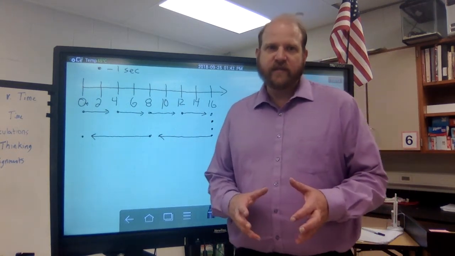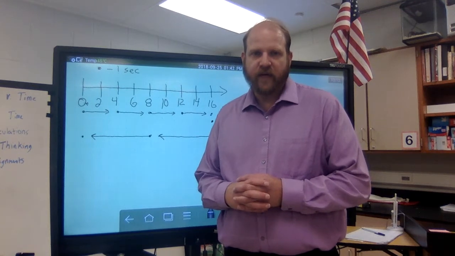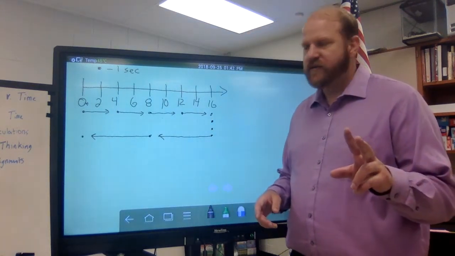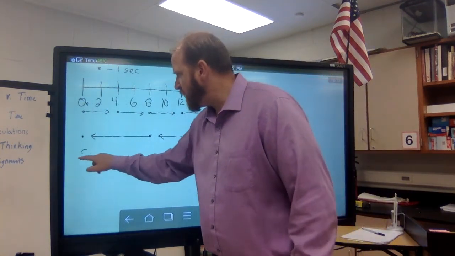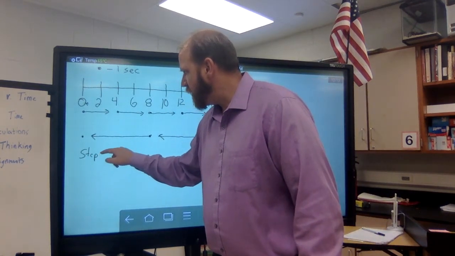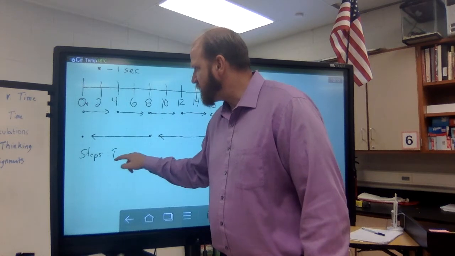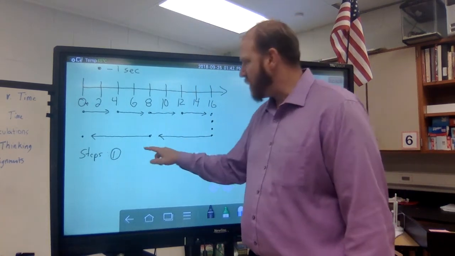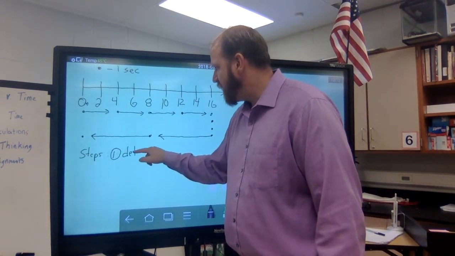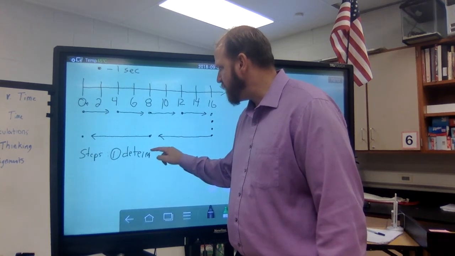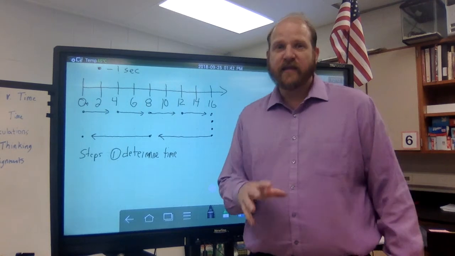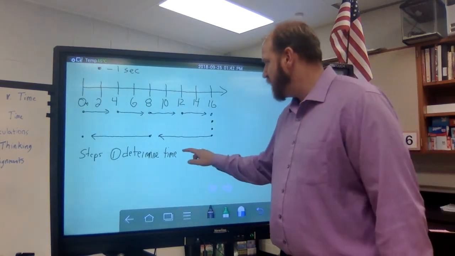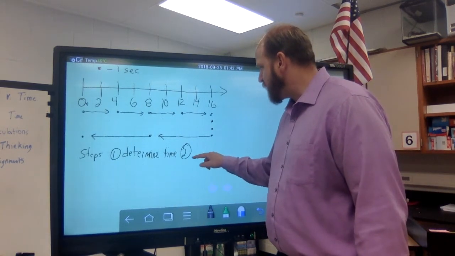Now, whenever I convert this over to a position versus time graph, there's two things that I need to do to create my position versus time graph. Those two steps are, first, I want to count my time. I want to determine how much time passed. So I'm going to determine time. And then the second thing that I determine is the distance. So number 2 is determine distance.